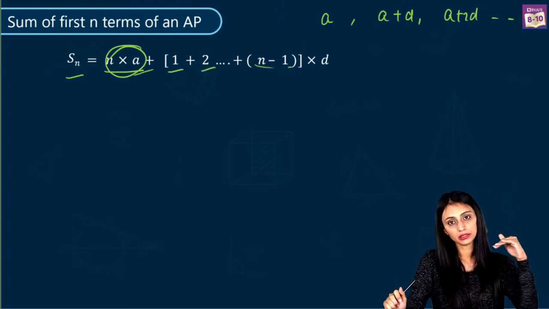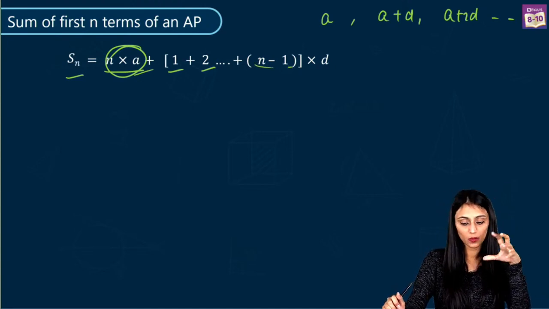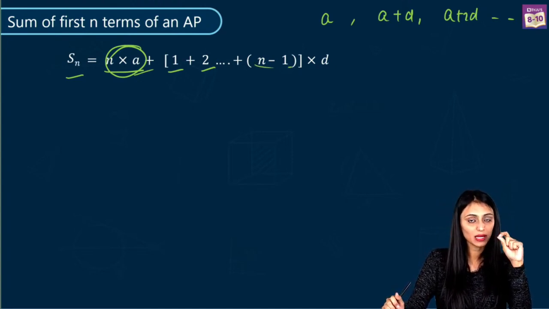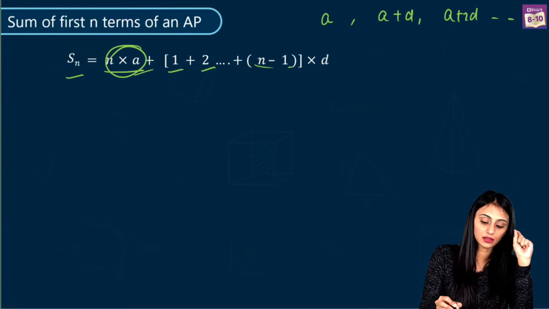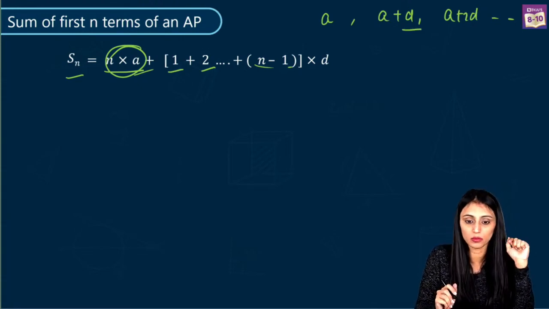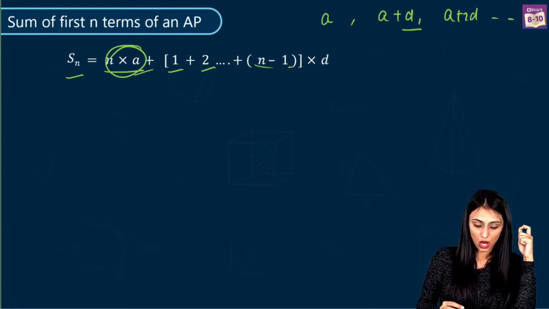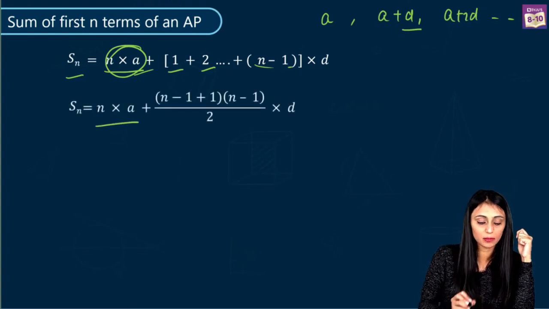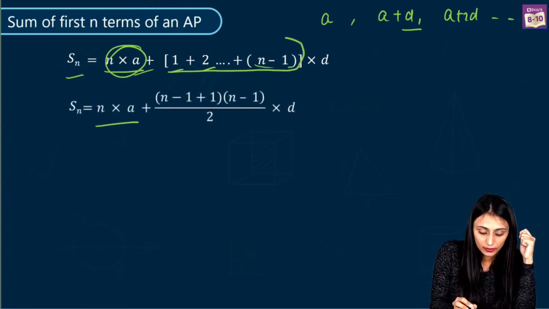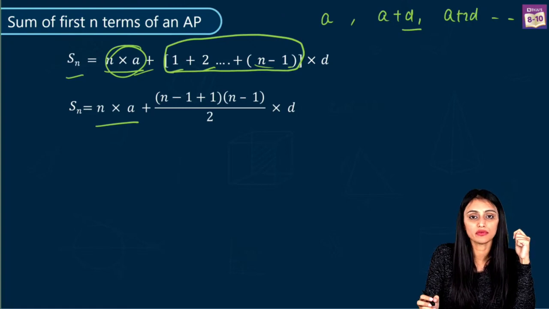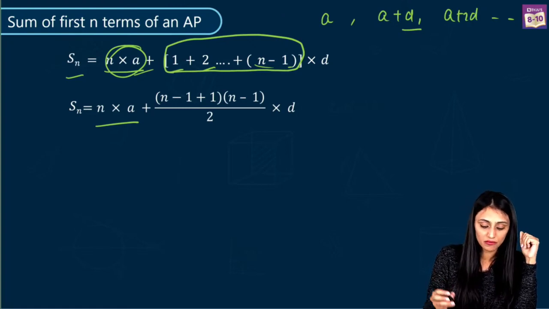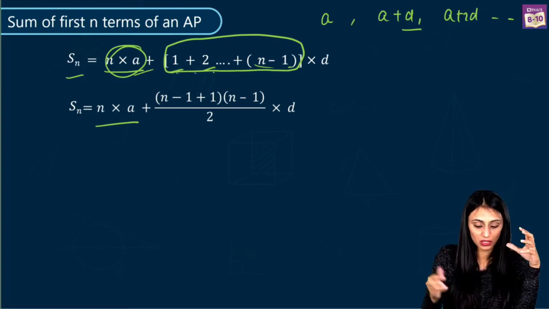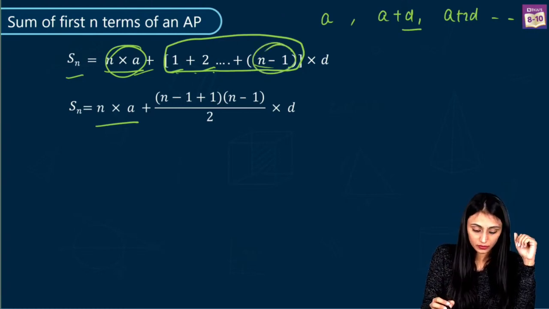If you remember, we learned this thing: to get the next term, the number that we multiply with the common difference is 1 lesser than the term number. The same thing we are doing here. So here this is multiplied, and take a look at this. We learned how to find the sum of the first n natural numbers. Same way, here it is an AP. The last term is n minus 1.